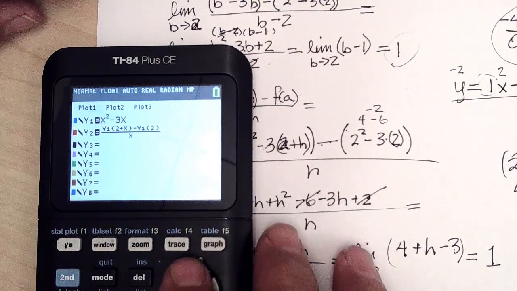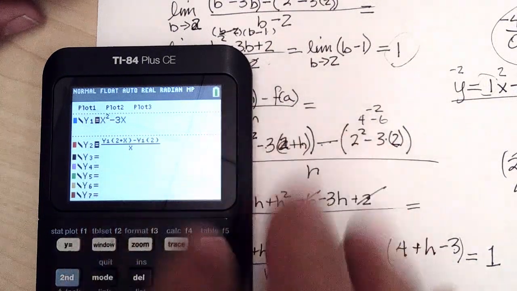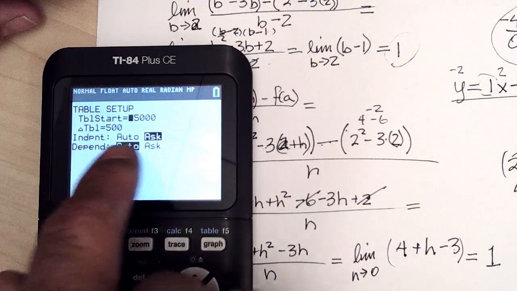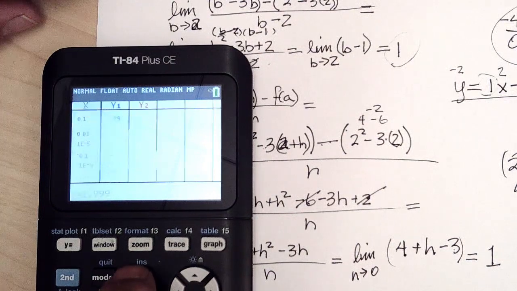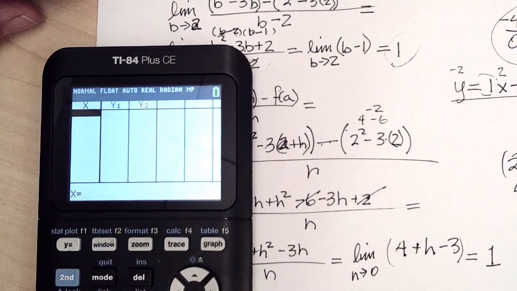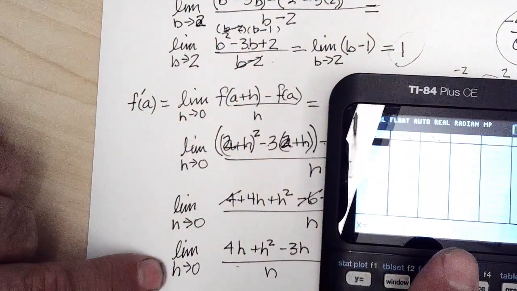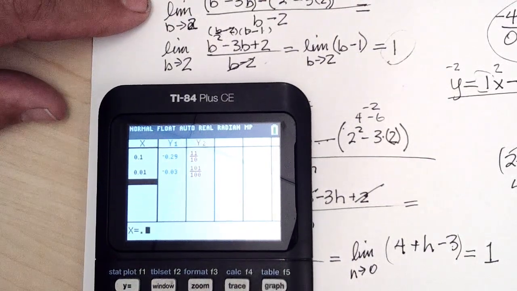So now, I don't need to look at the graph or the table for this one. I can leave it on or turn it off. I'll leave it on for right now so you can see what happens. Now I'll show you both ways. I'll make sure my table is set on ask, and then I'm going to go to my table and clear all of these out, and put in numbers close to 0. Remember, x was my h, and I want it to get close to 0. So I'm going to put in 0.1, which is close to 0, 0.01, it's closer, 0.0001, really close.